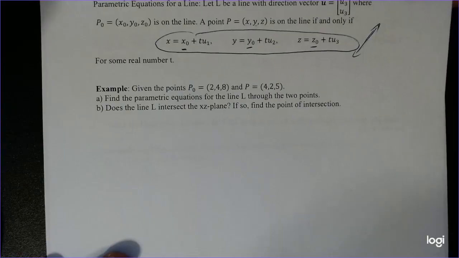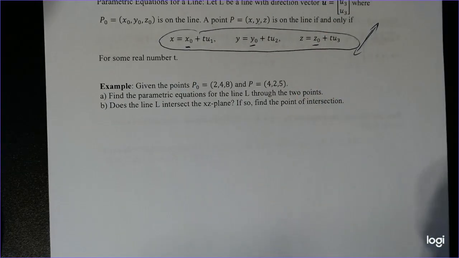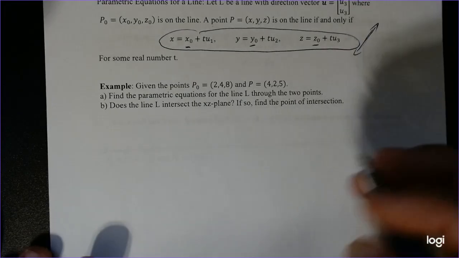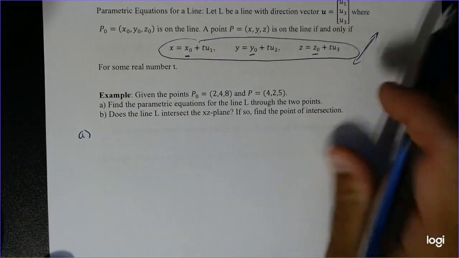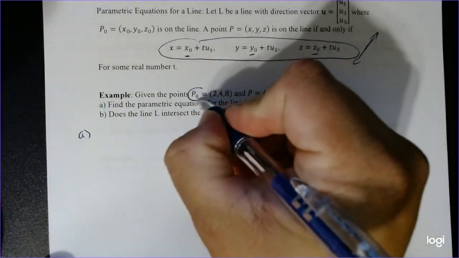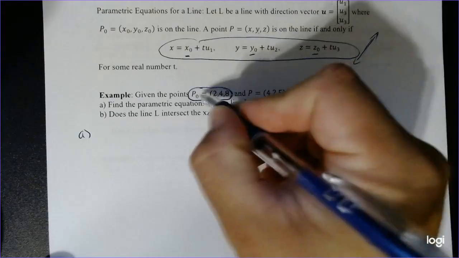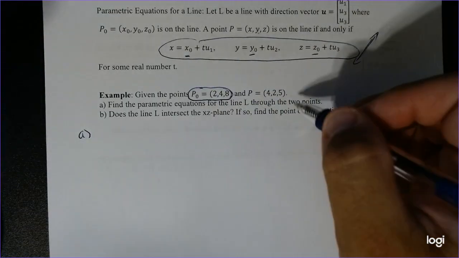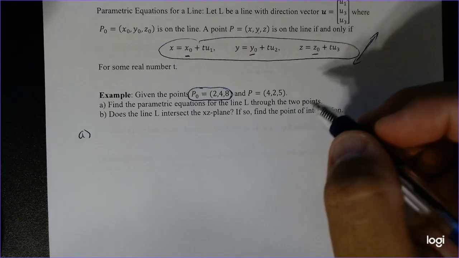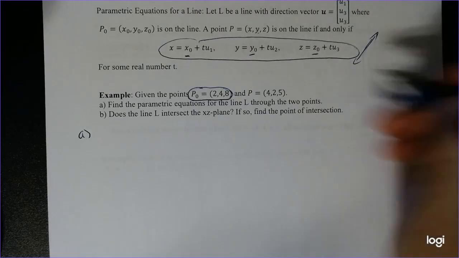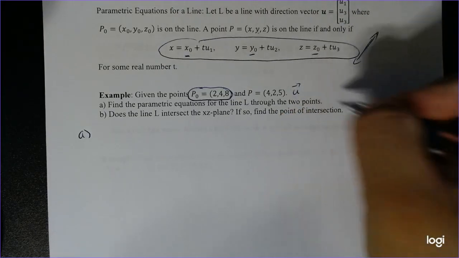So just a quick little example here of how we do this. Given two arbitrary points P naught and P, find the parametric equations for the line L through the two points. If you want to find this, we have an initial point already. So here's our initial point. Really, we could pick any point we like, but I'll just use that one for practice's sake. And now we need u. So we need our vector u.